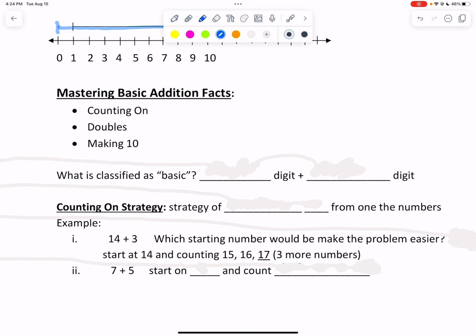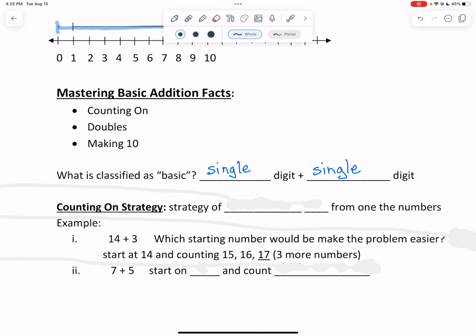So remember, what's classified as a basic addition fact means you're going to have a single digit plus a single digit. So 4 plus 3, not 256 plus 973. Okay, those would not be considered basic facts. So this is how you can teach basic facts.